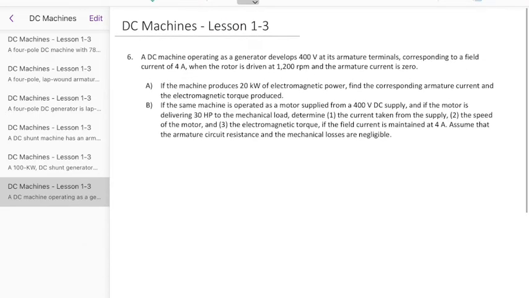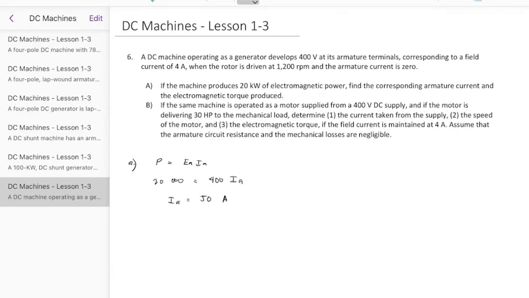So to solve for this class, ang letter A is actually sayon ra kay na siya. Balik tayo dito sa power formula. P is equal to EA IA. So we have 20 kilowatts, so 20,000 watts is equal to EA, which is according sa problem 400 volts times IA. So ang atong IA or armature current in this case is equal to 50 amperes.